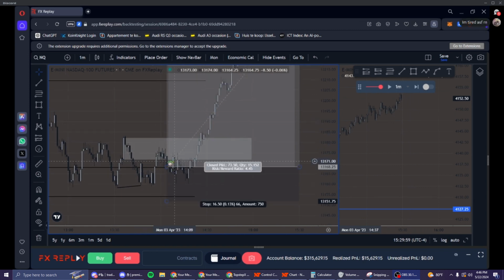One of my rules for taking a trade, especially with this model, is to wait for price to have a confident close above the high time frame PD array.